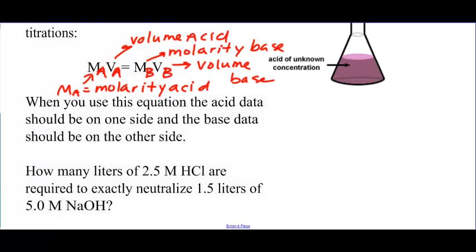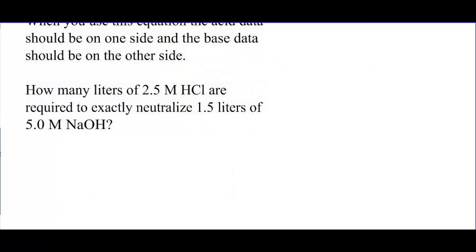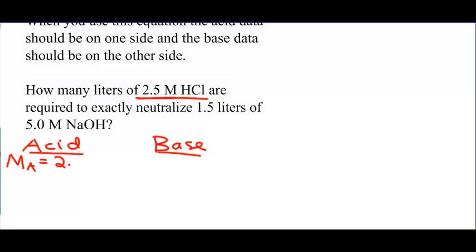For example, I have a sample problem here at the bottom of section 7. It says how many liters of 0.25 molar HCl are required to exactly neutralize 1.5 liters of 5 molar NaOH. I think it's wise first to identify who your acid is and who your base is. Remember, acids have H first in the formula. So this is your acid, and we know the molarity of it. MA is 0.25 molar. Bases are metals with OH, so this is your base. So we know the MB is 5.0 molar.